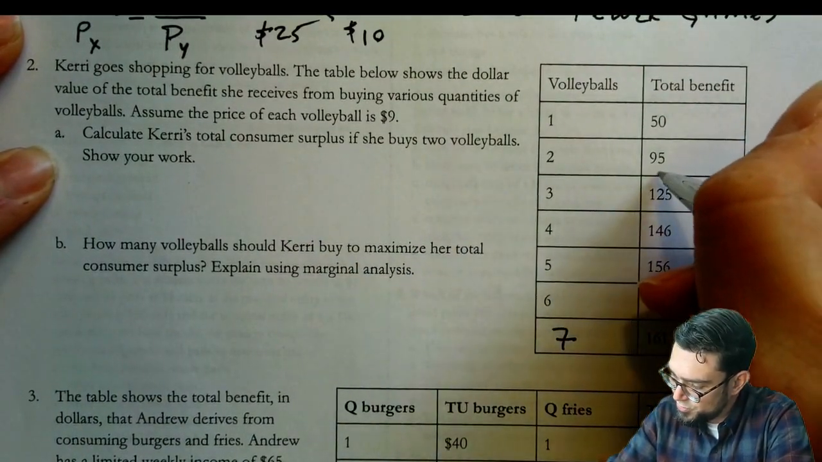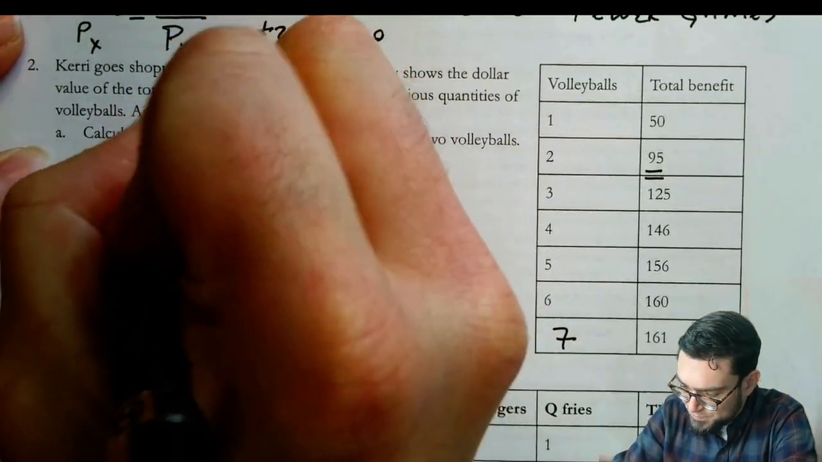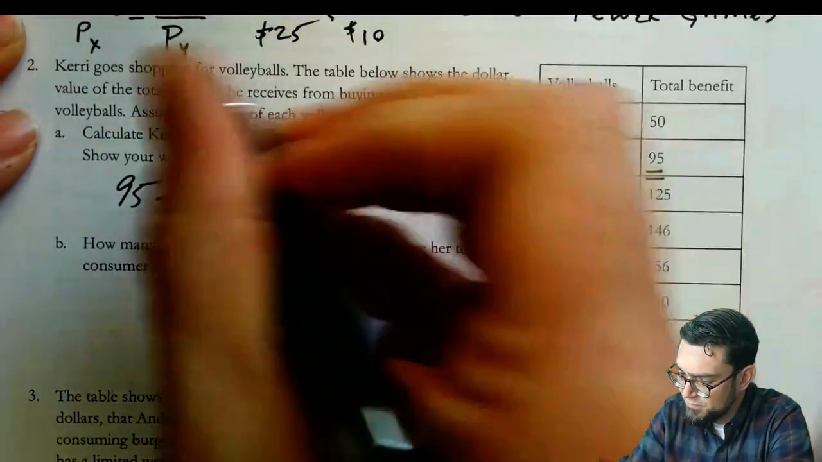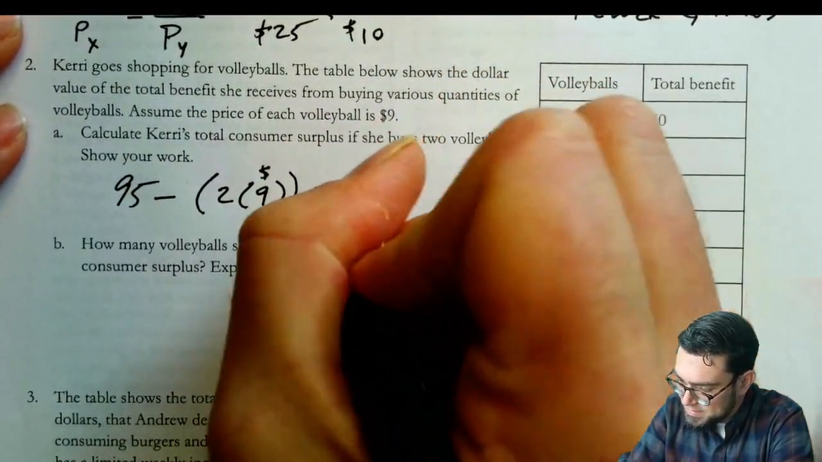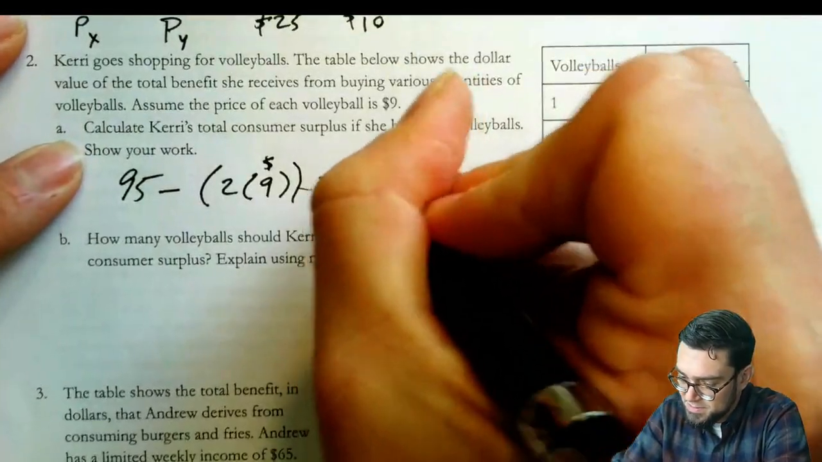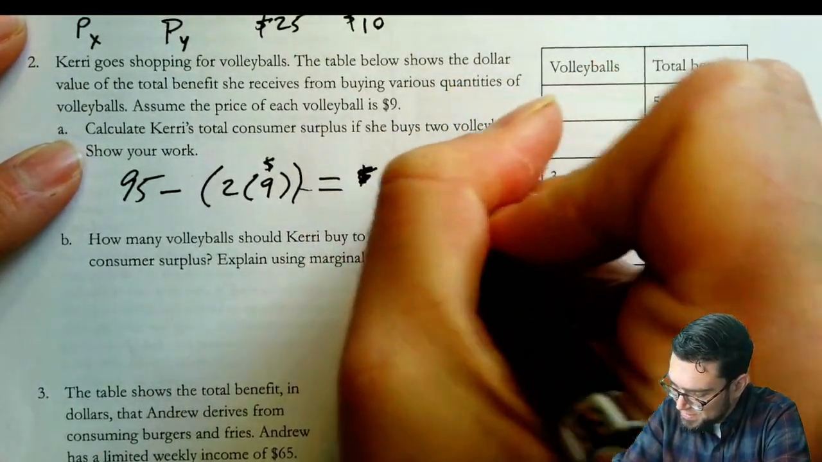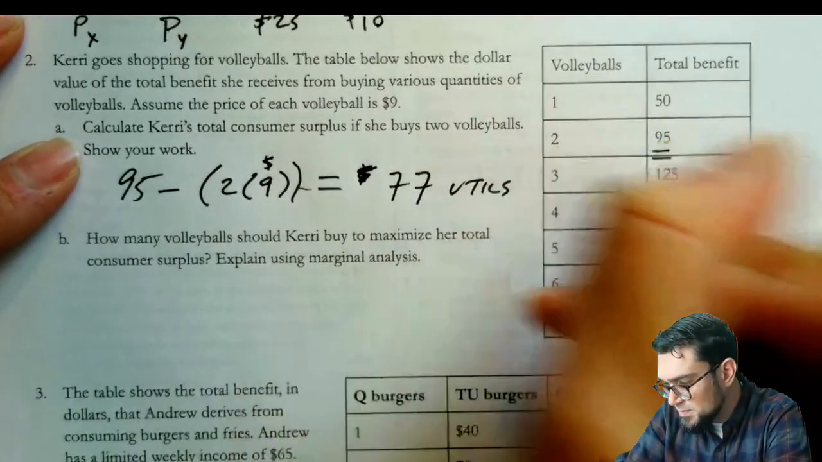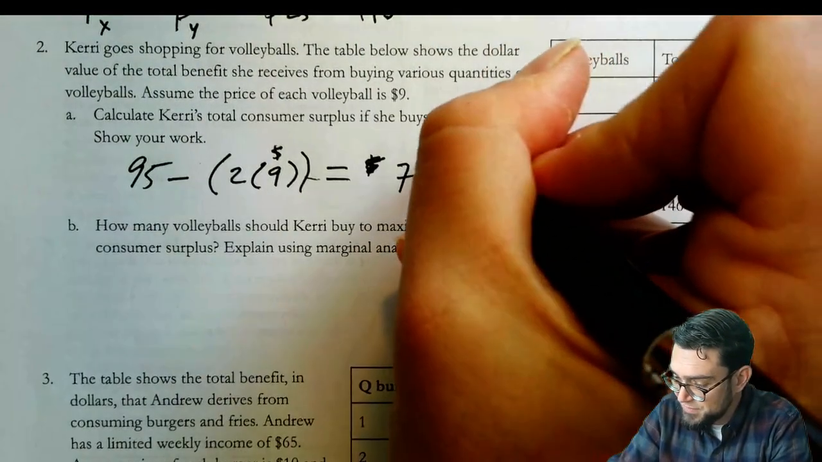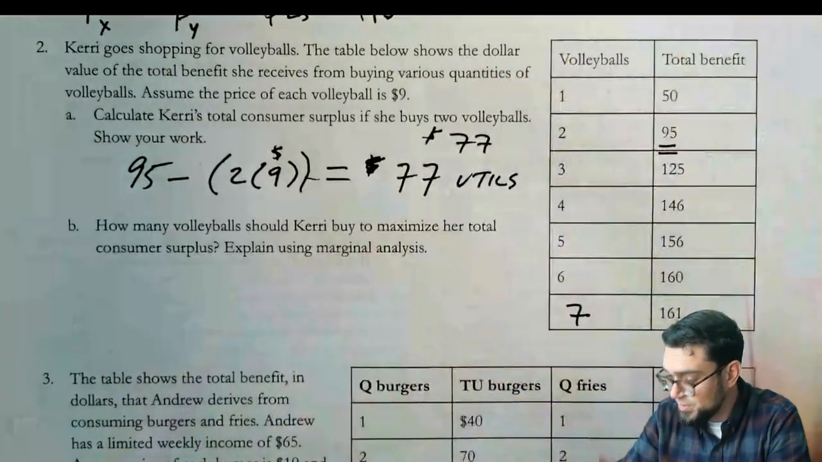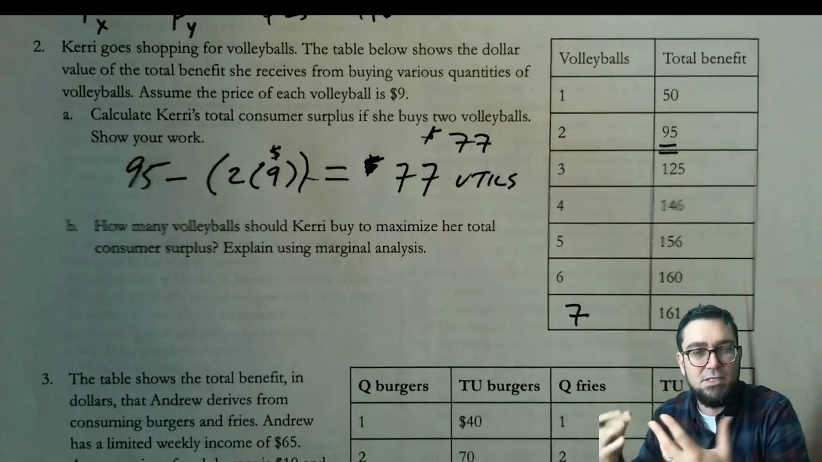So we know that her total benefit of 2 volleyballs is 95, minus the price of 2 of them, 2 times 9. And so 95 minus 18 is 77 utils of satisfaction, right? You could also have just said $77. That would have been an acceptable answer, right? $1 is equal to relatively a util.